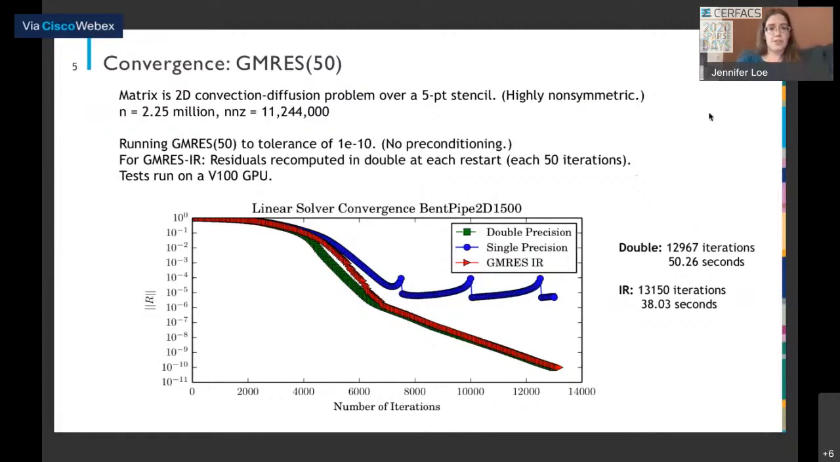This particular matrix is a 2D convection diffusion problem over a 5-point stencil. Its size is 2.25 million, and it has about 11 million non-zero elements. I'm running to a relative residual tolerance of 10 to the negative 10, and these tests are run on a V100 GPU.